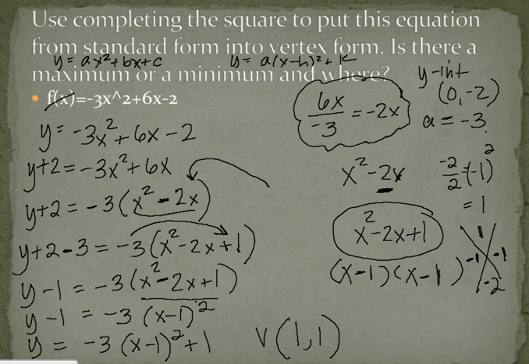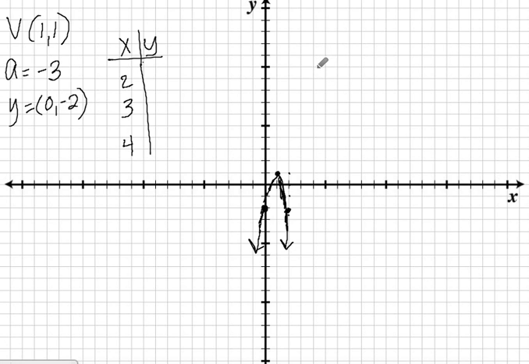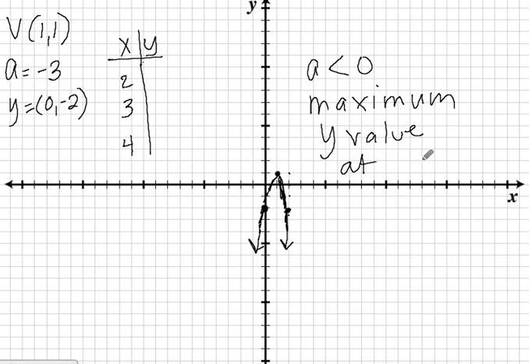Okay, then finally, to answer the question, is there a minimum or a maximum? Since A was negative, that means that there is a maximum y value at, I should say, y equals 1. If your parabola opens up, you have a minimum. If your parabola opens down, you have a maximum.